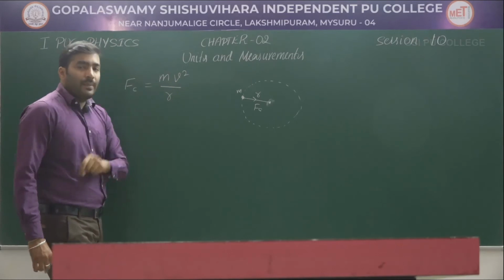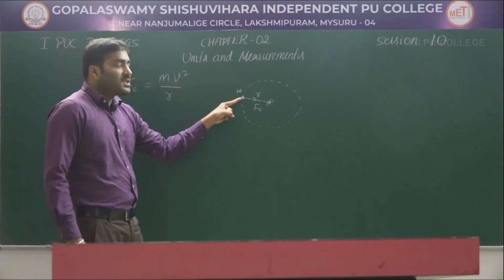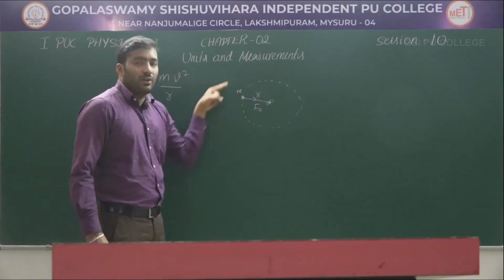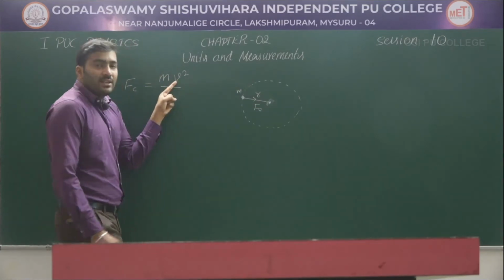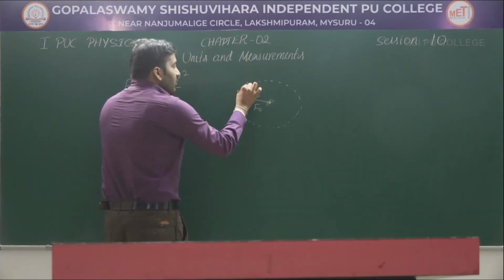What is this mv square by r? m is the mass of an object which is moving in a circular path. v is the linear speed of the object.